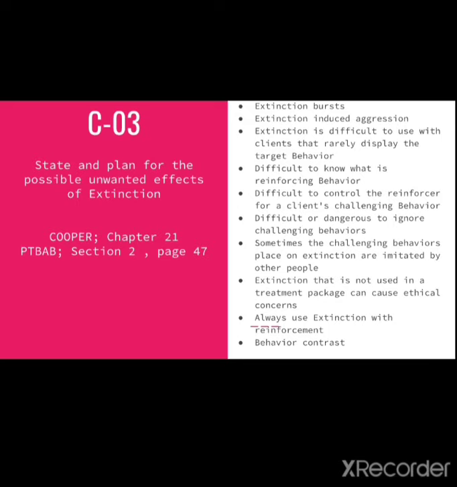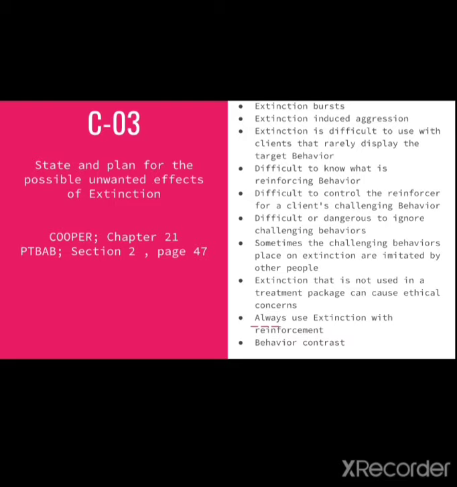Also, difficult or dangerous behaviors should not be ignored. Typically when we're putting a dangerous behavior on extinction, we want to make sure that we have the proper resources and supervision again, and we also want to make sure that we're reinforcing appropriate behaviors.